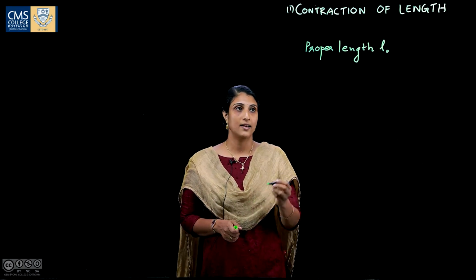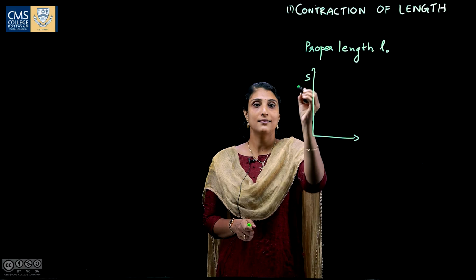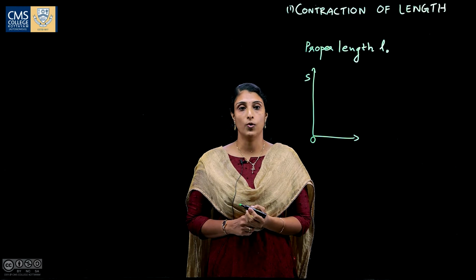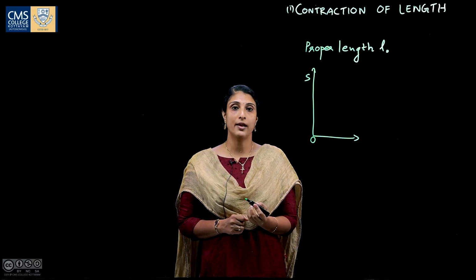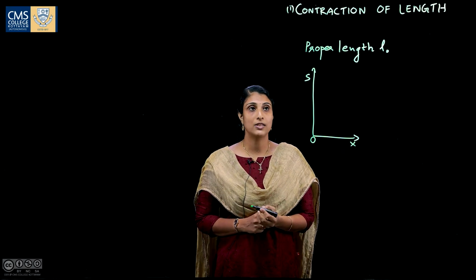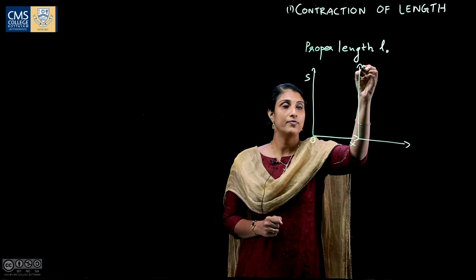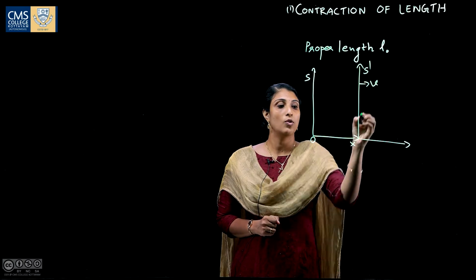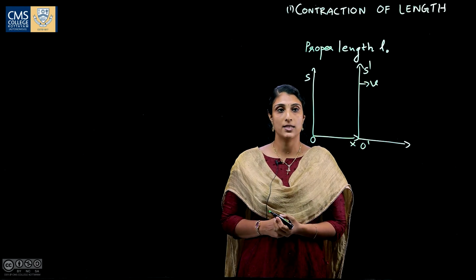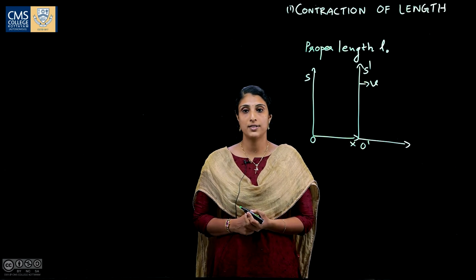Let us discuss in detail. Suppose we have an inertial frame of reference. S is an inertial frame of reference and the observer is situated at the origin O. S dash is another frame which is moving with a velocity v along the x axis with respect to the inertial frame S. O dash is the observer situated at the origin O dash. At time t equals 0, let the origins O and O dash coincide.